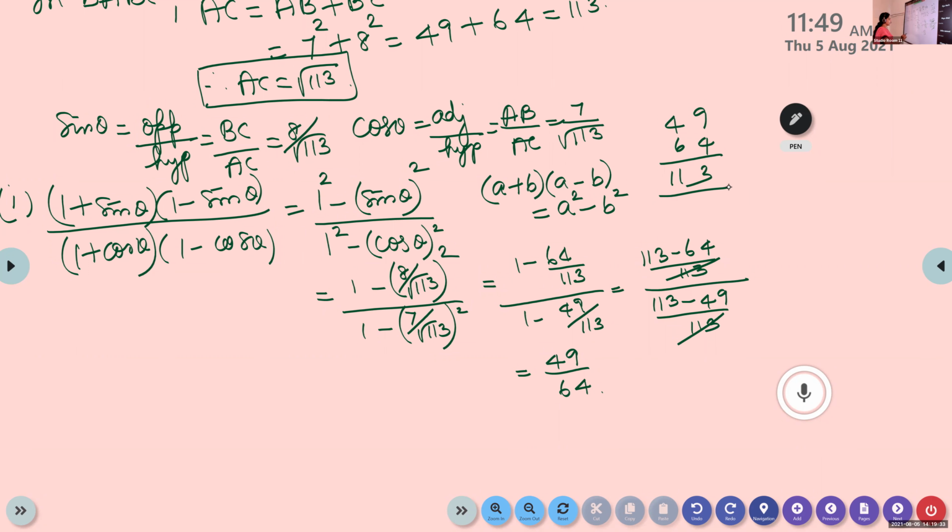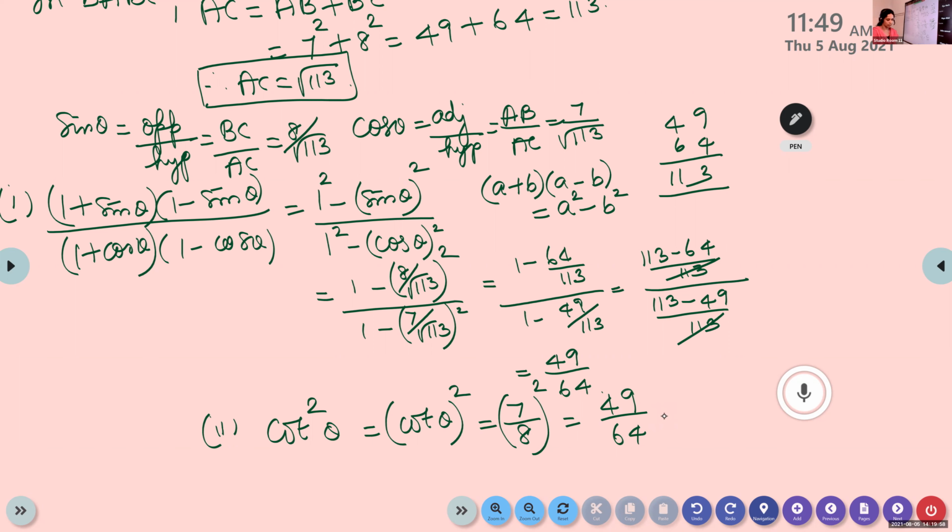So the first one we have calculated. And what is the second one? It is cot square theta, which means cot theta the whole square. The value of cot theta is given in the question: 7 by 8. So when you square it, you get 49 by 64. The question is just to evaluate.